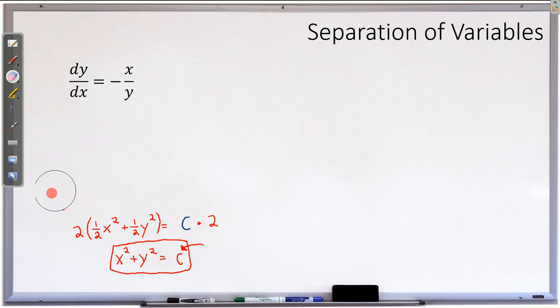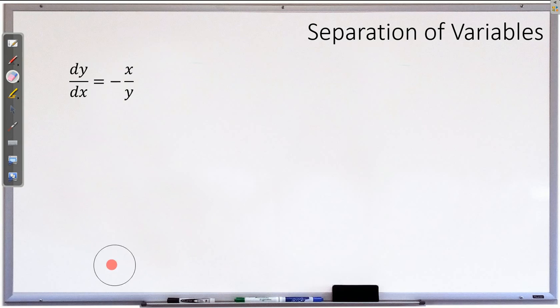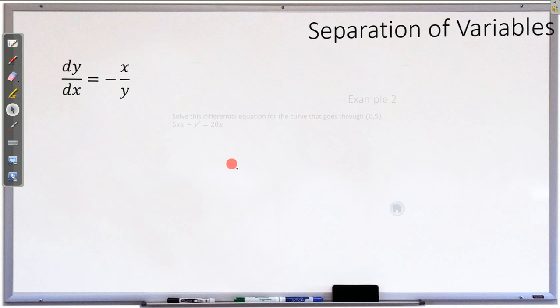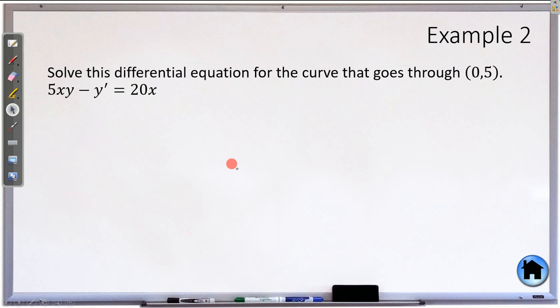All right, so that's separation of variables. Let's do a slightly harder example to see just how hard that can get sometimes. This one's going to be pretty difficult. It's going to take quite a lot of algebra. So first thing though, we need to get the x's and the y's separated.